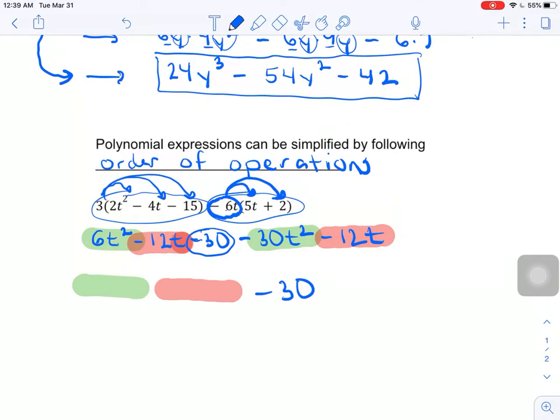So if we combine things, so 6t squared and negative 30t squared, or if you want to think subtraction, 6t squared minus 30t squared, 6 minus 30 is negative 24.